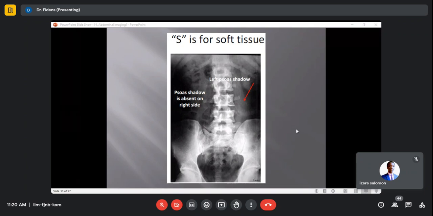So on the right side, we are not able to see the shadow of the major psoas muscle. And immediately when you see this, you should ask yourself why, there's something wrong. In most cases, it can be a psoas abscess, it can be ascites, it can be a different pathology, a mass, a tumor, an abdominal tumor. But when you miss something like this, you always have to look for the reason behind it.